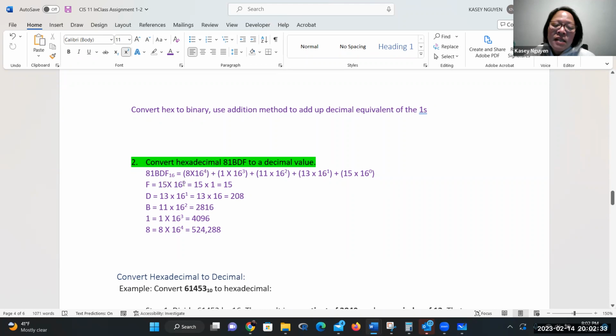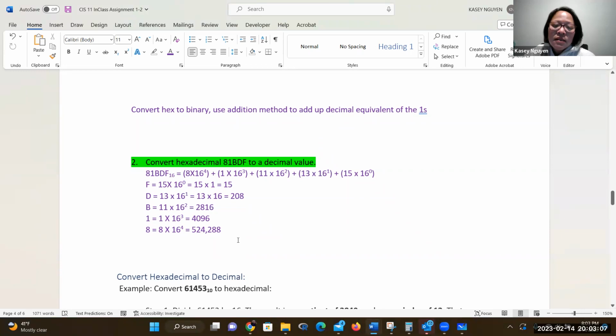And so 15 times 16 to the 0, anything to the 0 power is 1. So 15 times 1, I have 15. Then for this one, 13 times 16 to the 1st. So that's going to be 13 times 16, which is 208. Then for the next one, which is the B, 11 times 16 squared, that's going to give me 2,816.